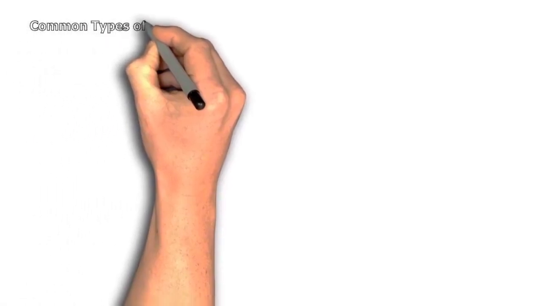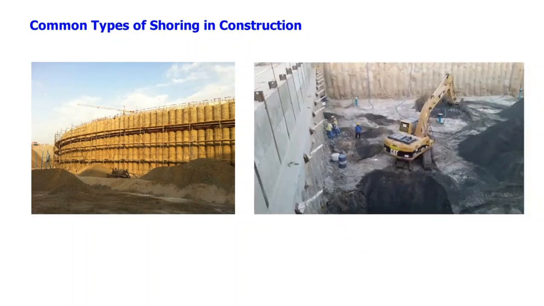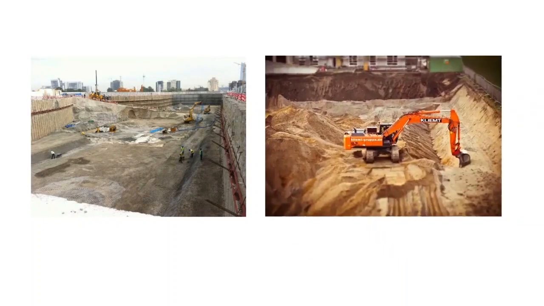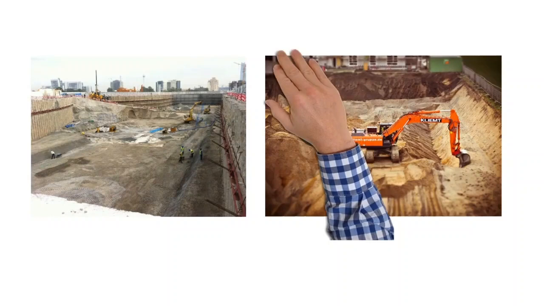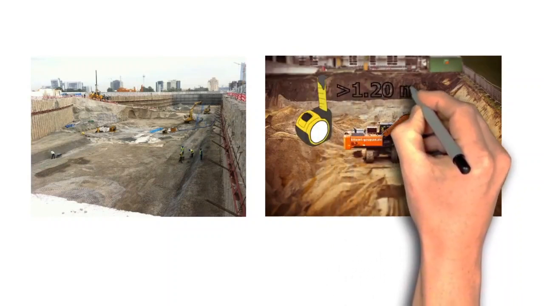Common types of shoring in construction. Shoring in construction is used to support a deep excavation to prevent the retained soil from overturning and eventually causing a project mishap. Depending on the soil type, shoring support is usually provided when we need to support an excavation at least 1.2 meters high.